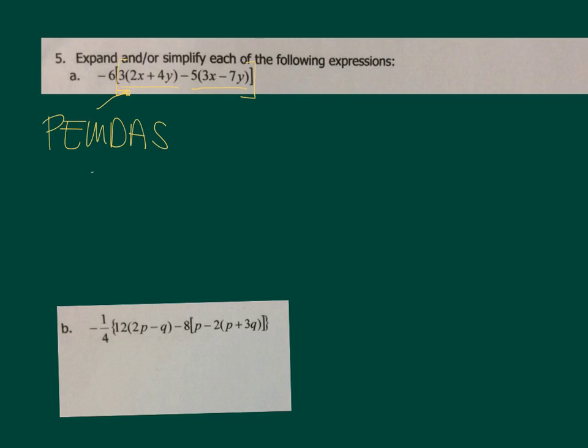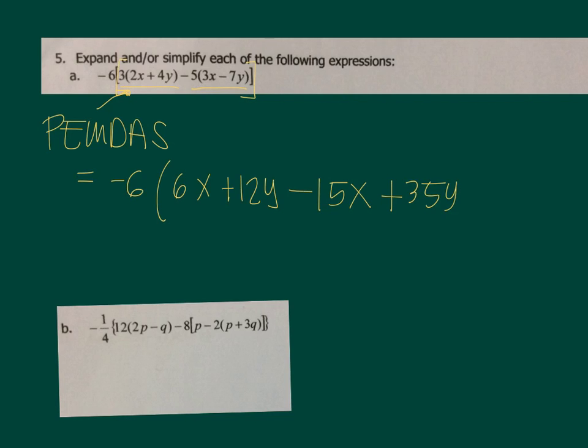So the solution will be, negative 6 is still there. And then the 3 times 2x plus 4y becomes 6x plus 12y. And then the minus 5 times 3x minus 7y becomes minus 15x plus 35y. So following the distributive law.